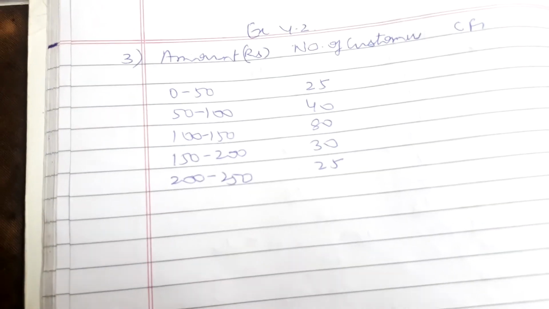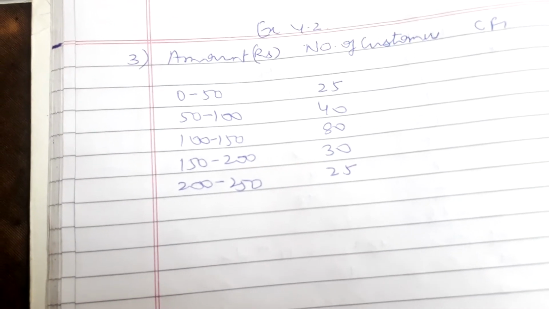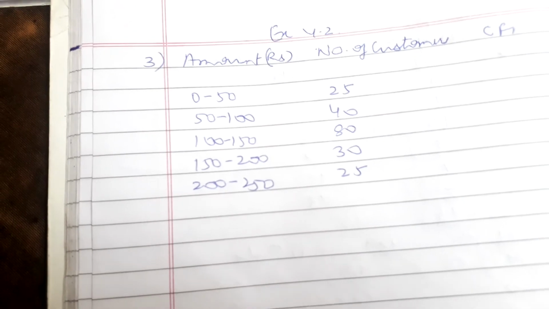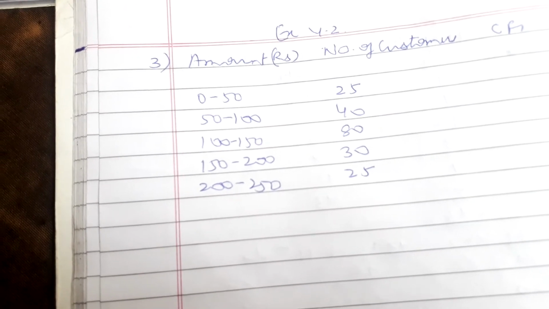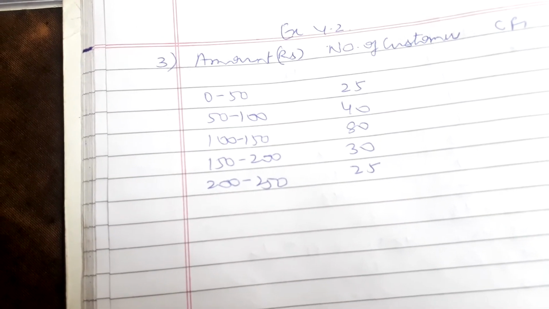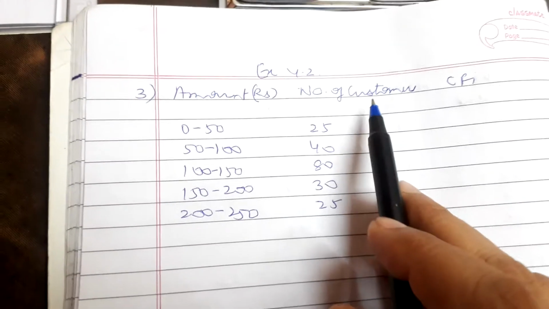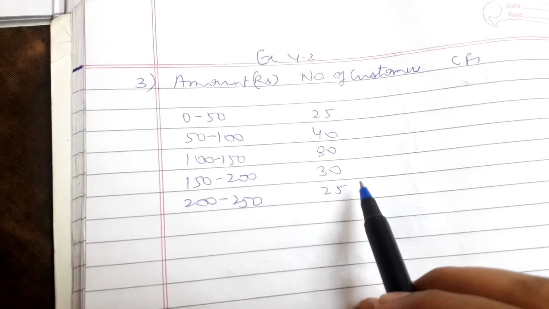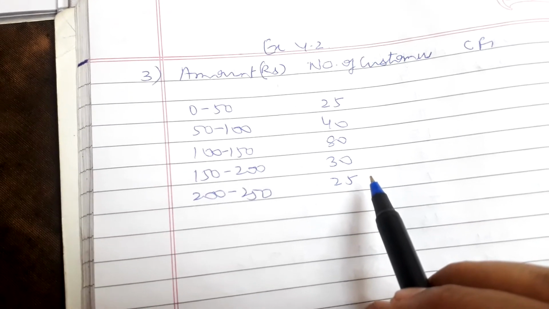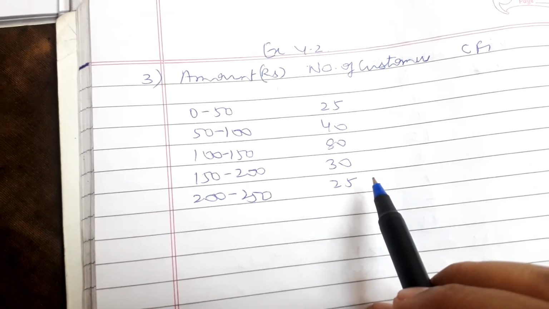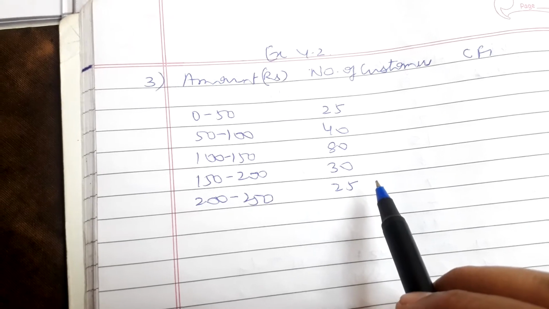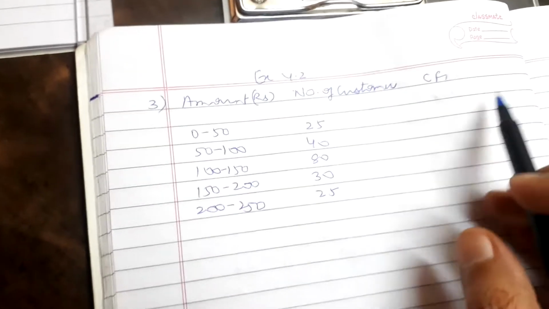Here is the third sum. The distribution of amounts paid by 200 customers coming for snacks at a restaurant on a particular day is given below. Here the amount in rupees and the number of customers are given. We have to find the quartile deviation and coefficient of quartile deviation of the amount paid by the customers on that day.